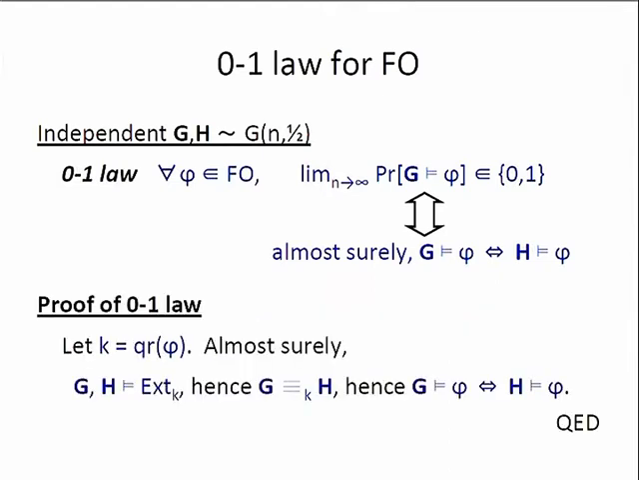So here's the proof now of the 0-1 law. Let k be the quantifier rank of our sentence phi, and take two independent random graphs, G and H. Almost surely they're both k-extendable. Therefore, they're k-equivalent, and therefore, one satisfies phi if and only if the other satisfies phi. So this proves the equivalent statement of our 0-1 law. Is that clear?